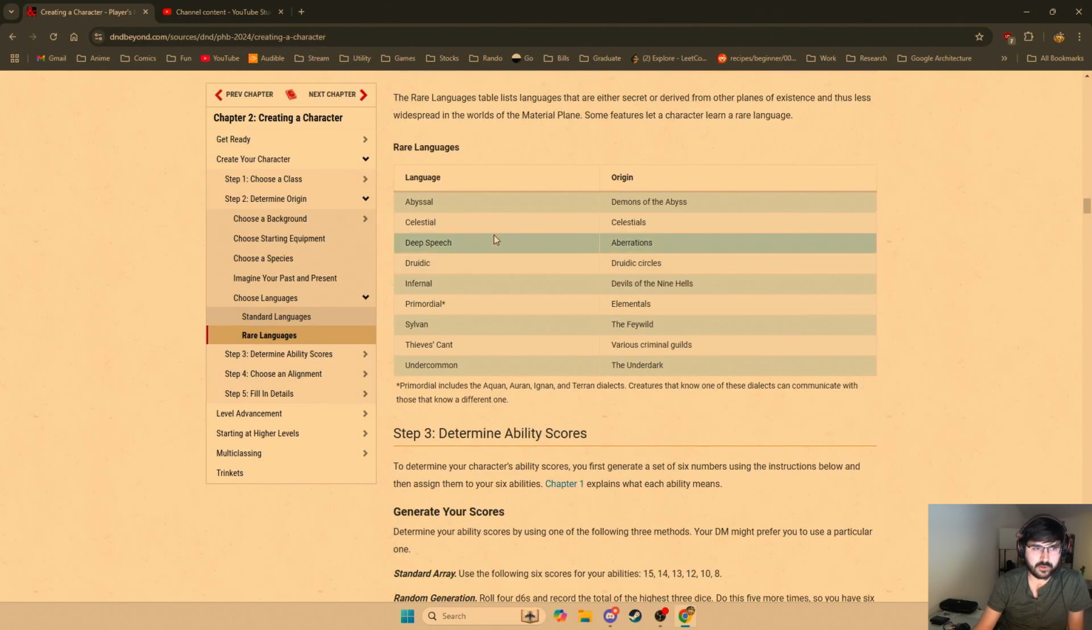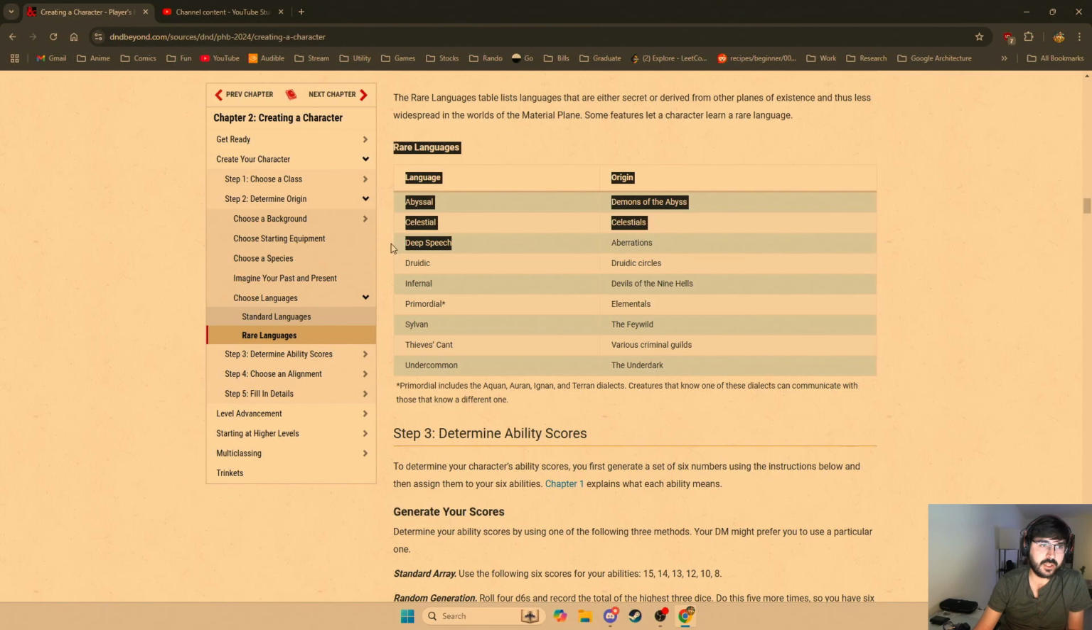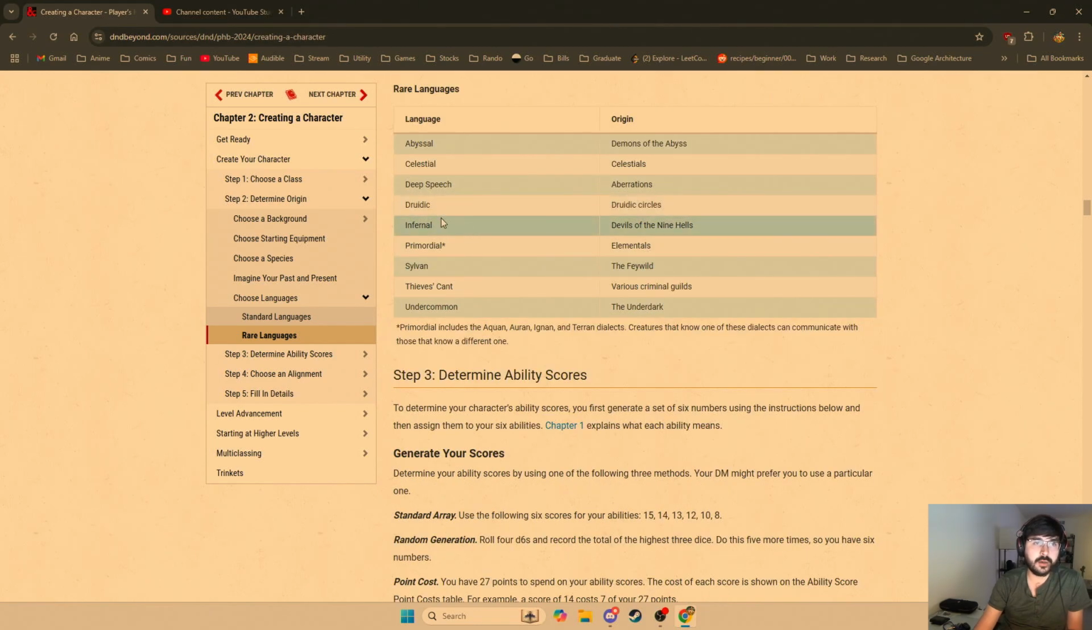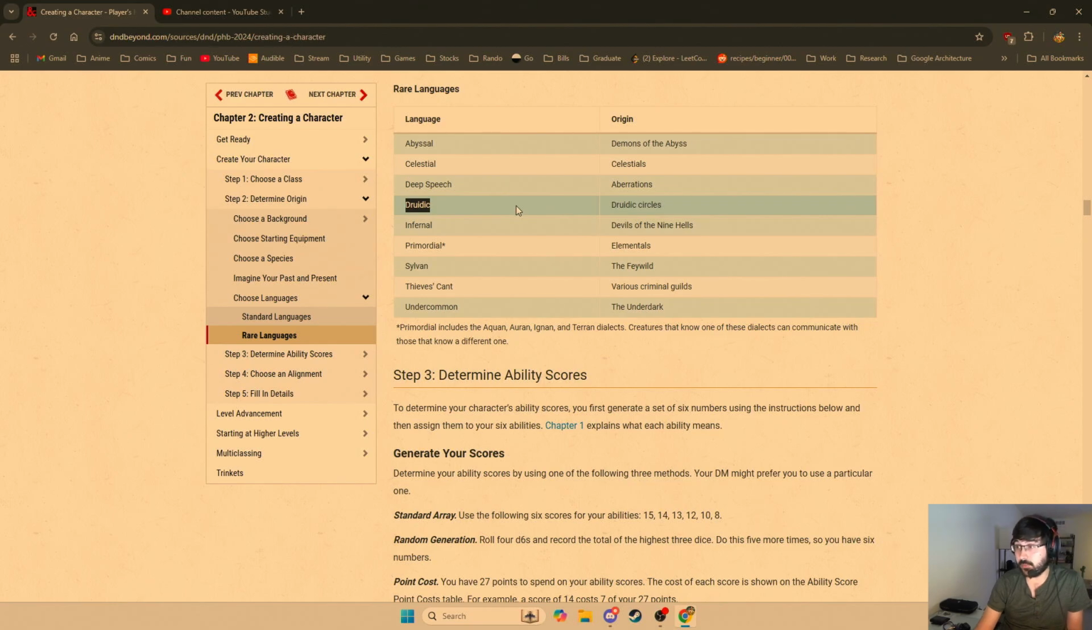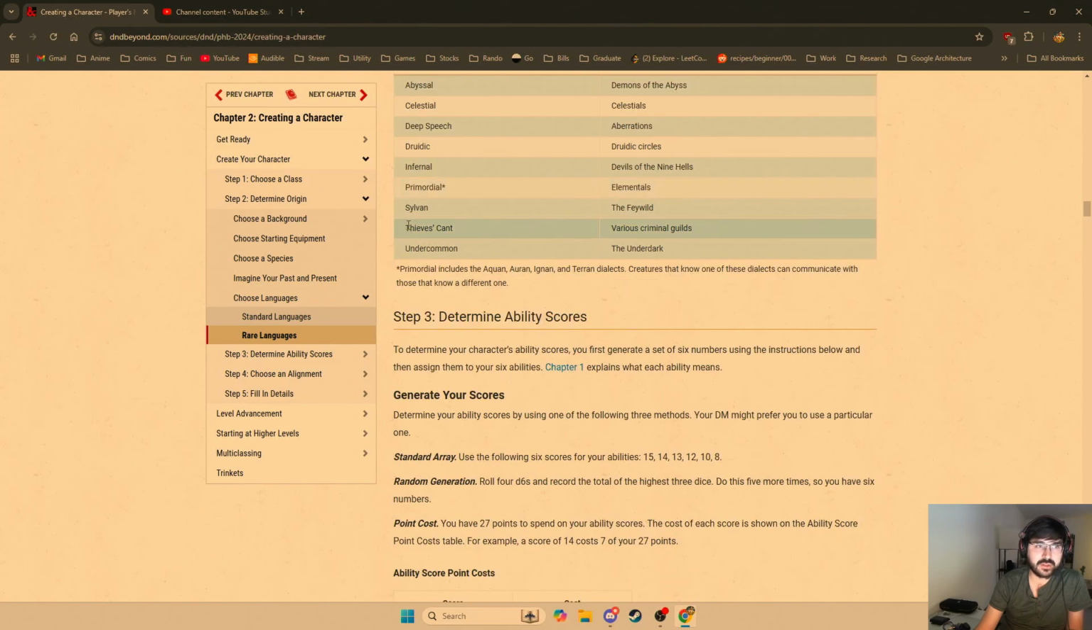And then you have the rare languages that, like if you're Aasimar or so on, you might get, which are Abyssal, which is what demons of the Abyss speak, Celestial, Deep Speech, which is the Underdark, the area way underground, where you can run into deep speech from the aberrations. Druidic, which is the language of the druids. Infernal, and demons and devils are two different groups in D&D, and they are in an eternal war. Primordial, which is the elementals.